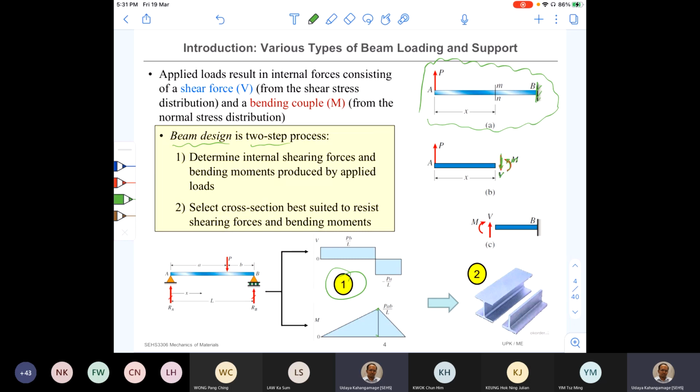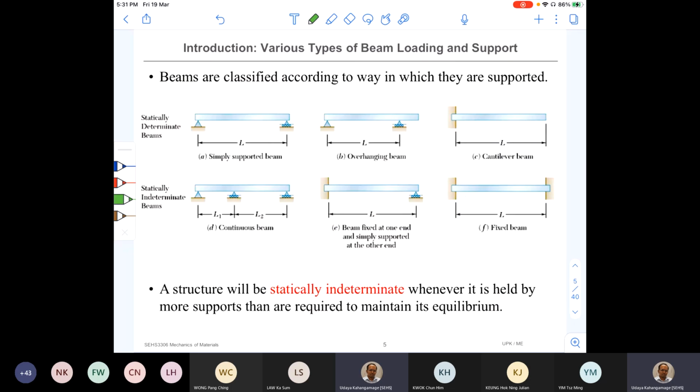And secondly, you are going to select the right material and right cross-sectional shape to support that load. So that is the second step. Then you look at the standard cross-sectional structural members, structural steel or structural metals available, and then select the right one for your application. Okay, so that is the basic design approach. And when it comes to beams, there are different kinds of beams. The first one in here, we call it a simply supported beam.